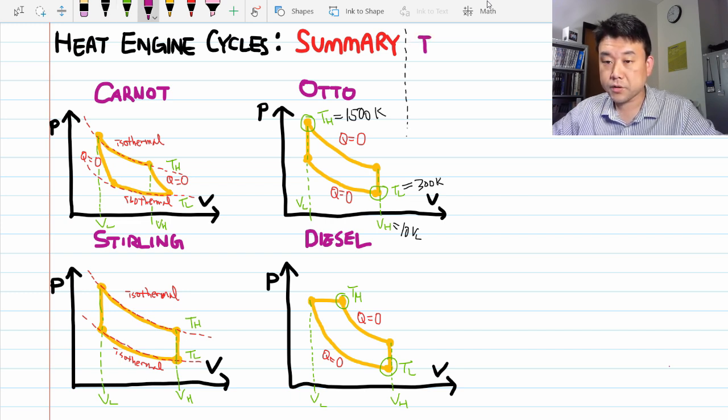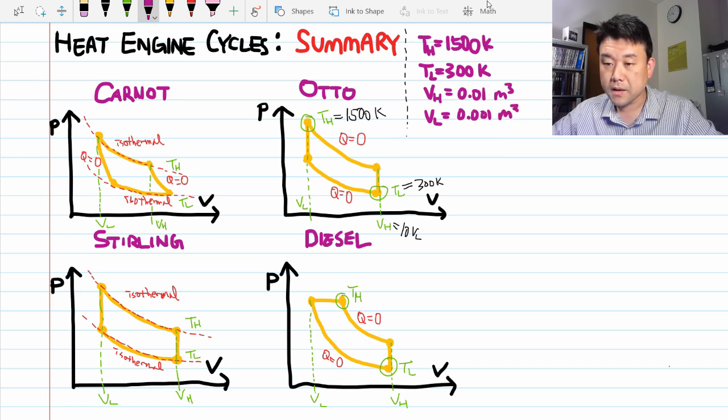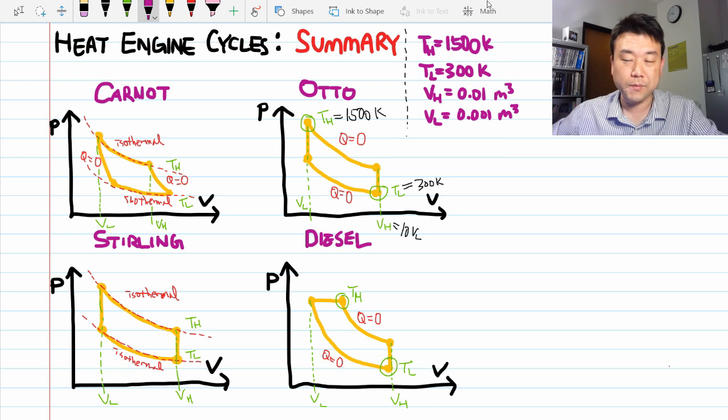So let me write down these parameters in this corner as a reminder for myself. The high temperature is 1500 Kelvin. The low temperature is room temperature, or 300 Kelvin. And we'll say the high volume is 10 liters, or about 0.01 cubic meter. And the low volume is about 1 liter, or 0.001 cubic meter. By the way, I don't know if these are reasonable parameters for an automobile engine. They're probably reasonable within a factor of 10 or 100.